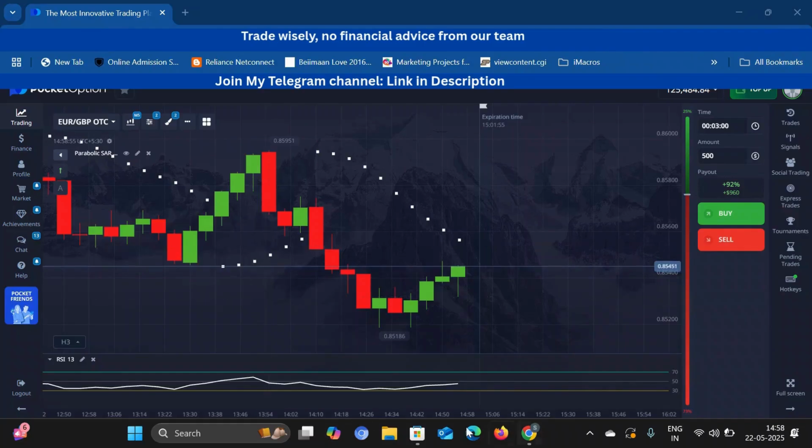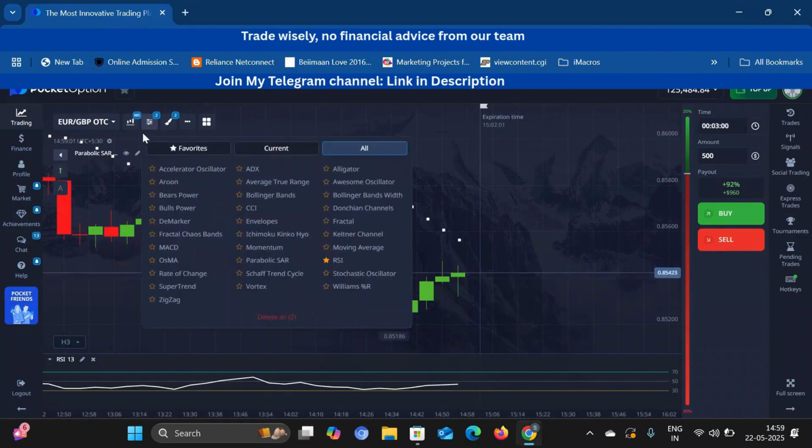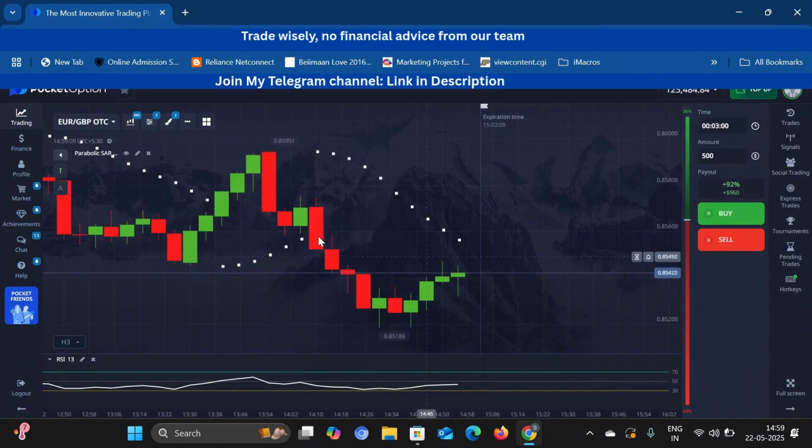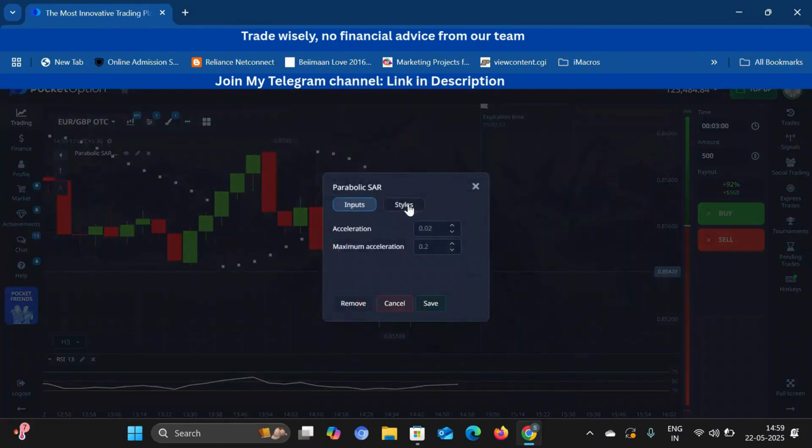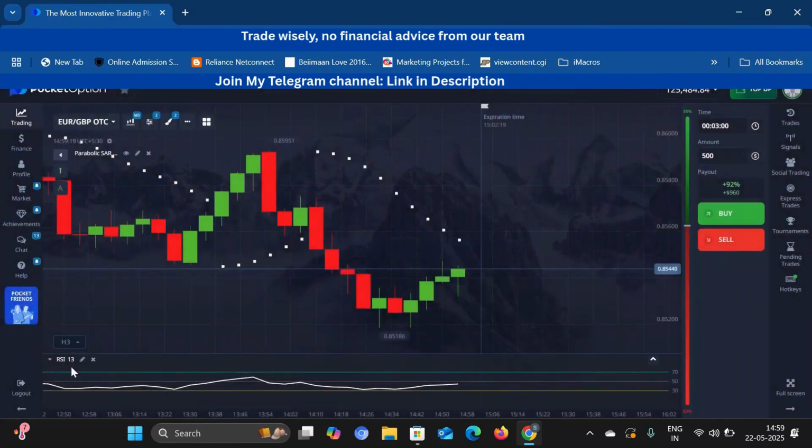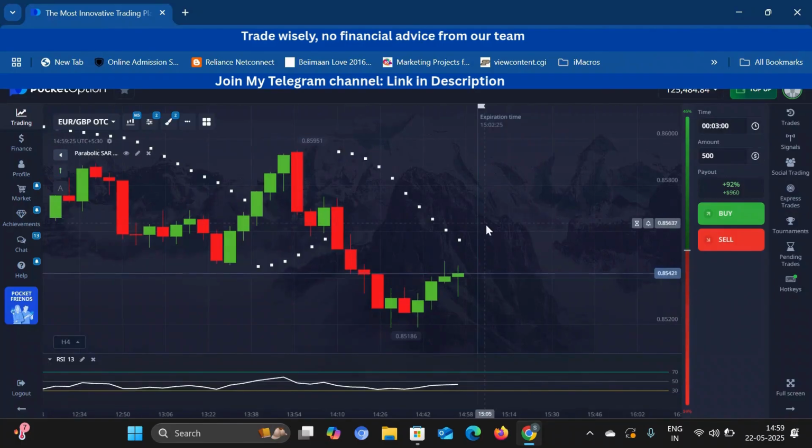Okay, now let's begin. So as you can see, I have activated the Parabolic SAR indicator here. Basically, you need to click on the indicator button and then click on Parabolic SAR here, and that's it. From here, you can also do a bit of customization. For example, here I have set it to 2x and changed its color to white. And here, as a confirmation, I have used the RSI indicator.